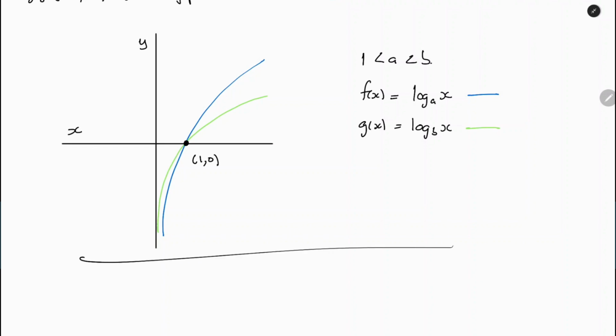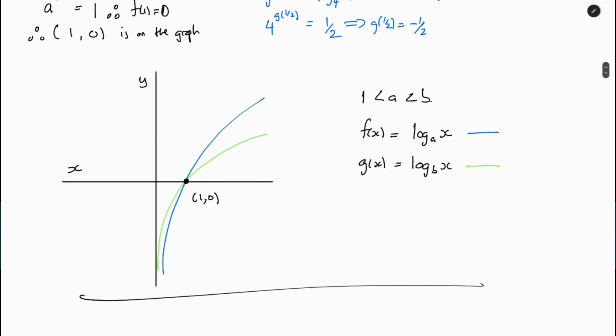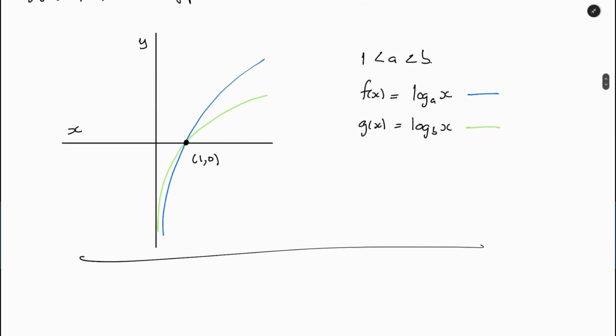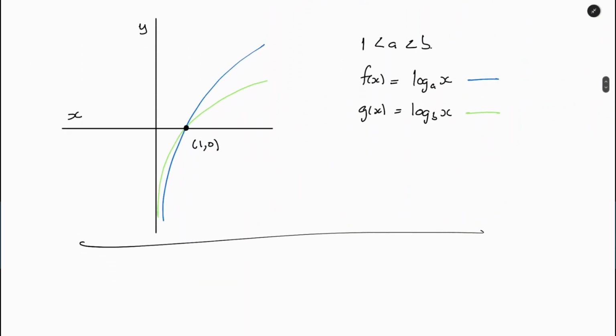Now, if you understand the shape, that's almost everything you need to know about log graphs. There is a bit more to this, which I will still cover in this video, but this is the case where a is greater than 1, so a base which is greater than 1, and this is what the graph of f of x looks like. And if we have two bases, one bigger than the other, this is what the situation looks like. This is how you can see where one graph is above the other.